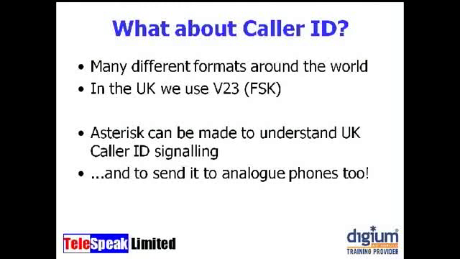And that's because in the UK we use a thing called V23, or frequency shift keying, to represent it. And it actually arrives between the first and second rings. So if you could listen to the analog line before you actually pick the phone up, and of course with one of those butt-in test sets you can do that, you'd hear ring, ring, and then that is converted into the caller ID information.